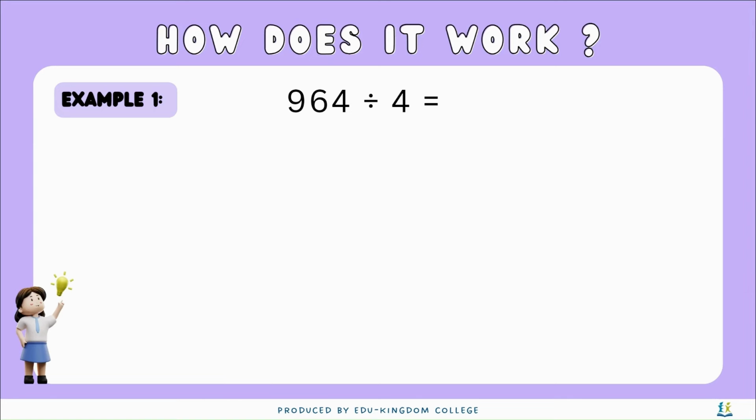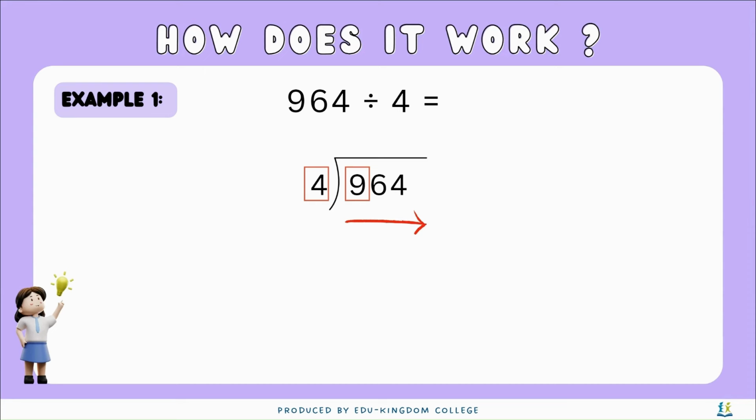964 divided by 4. Firstly, we have to draw the long division bracket and put the dividend and divisor at the correct place. Working from left to right, we need to divide each number of the dividend individually by the divisor. What does that actually mean?